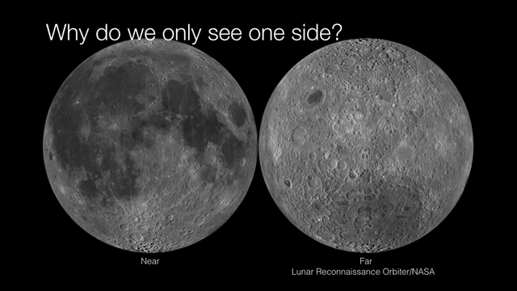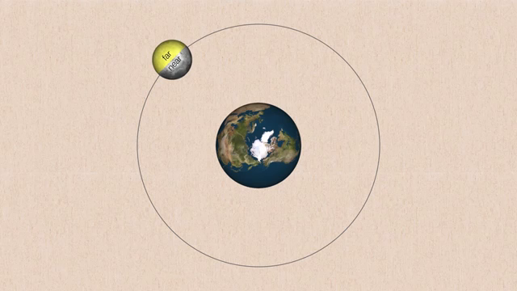So the question now is, why do we only see one side? Well, we will eventually learn that this all has to do with something called tidal forces. But practically, what does it mean to only see just one side of the moon? Let's take a simple illustration.